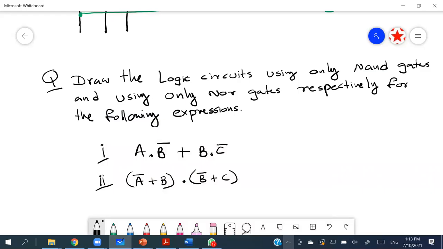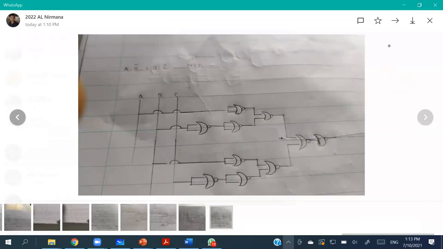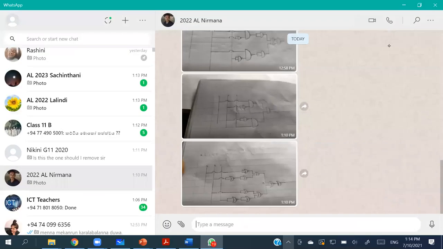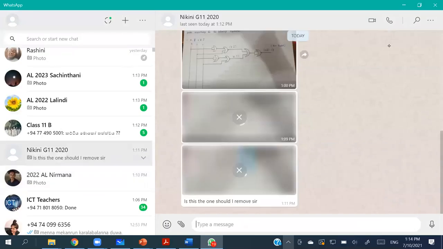Dua, did you send me the simplified one? For NAND gates, did you send me the simplified one or the complete one? So when drawing the complete one, you have created the B bar, then you have created A dot B bar, and this is wrong. Right, show me one here.